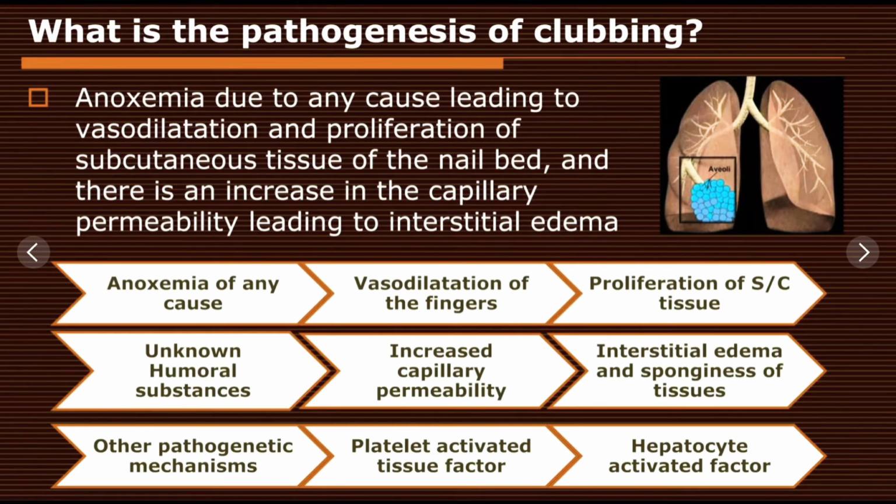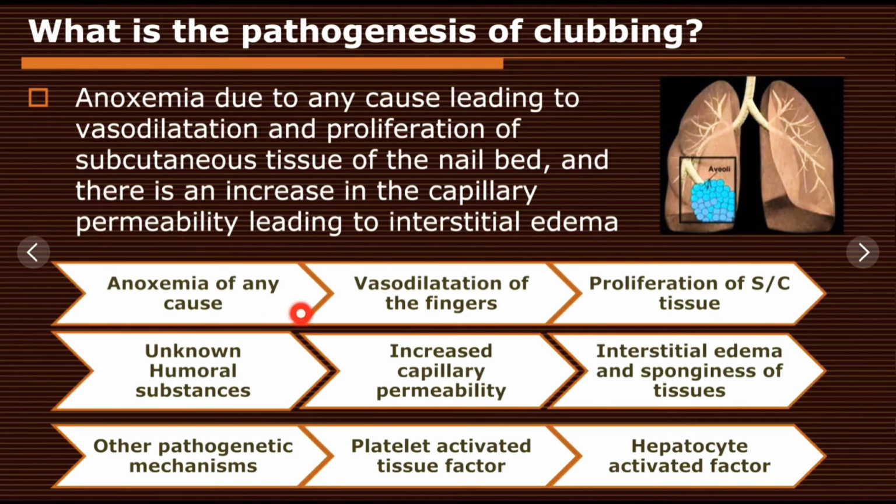Then what is the pathogenesis of clubbing? Anoxemia due to any cause, meaning decreased oxygen in the blood, leading to vasodilatation and proliferation of subcutaneous tissue of the nail bed. And there is increase in capillary permeability leading to interstitial edema. We have already talked about this: there will be interstitial edema, proliferation of subcutaneous tissue of the nail bed, vasodilatation, and anoxemia.